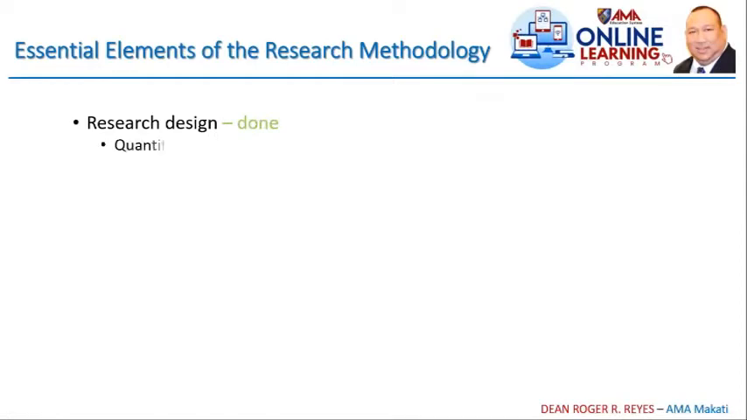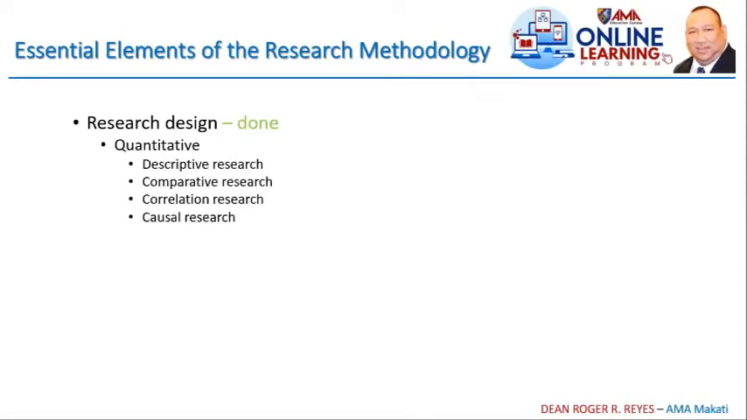So let's go back. Let's discuss the essential elements of the research methodology. Last week we finished discussing research design. And we said there are two research designs, quantitative and qualitative. For quantitative, we have descriptive research, comparative research, correlation research, and causal research. Whereas in qualitative, we have experimental research.